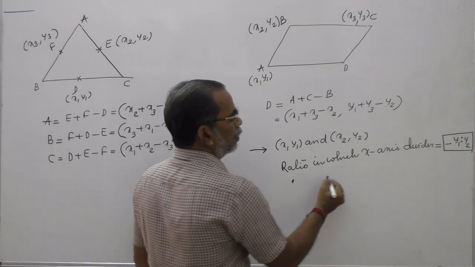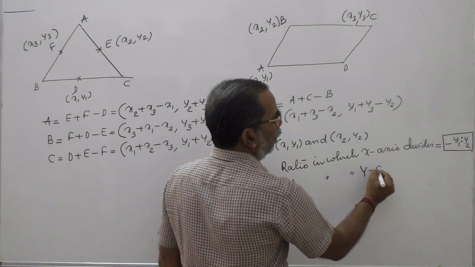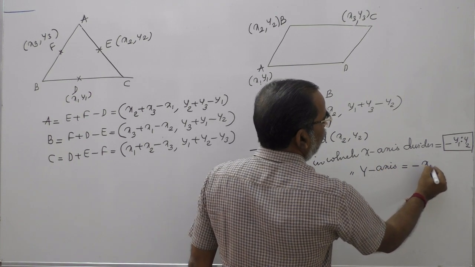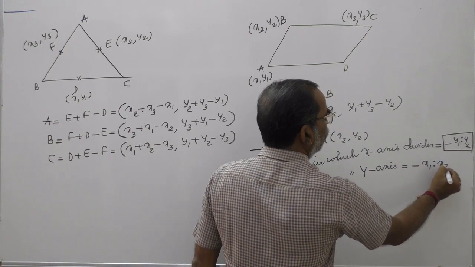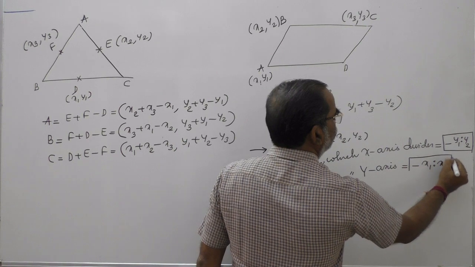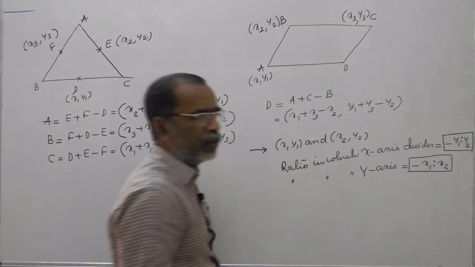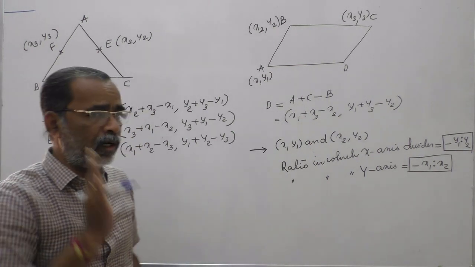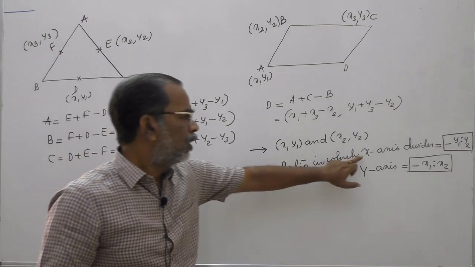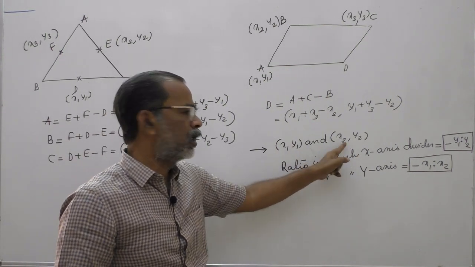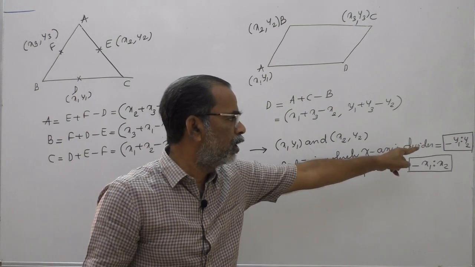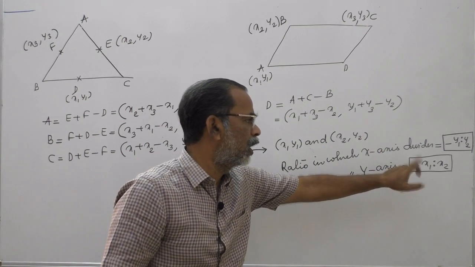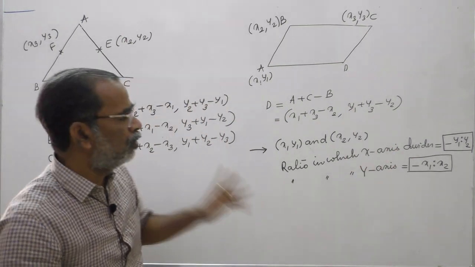The ratio in which the same line segment is divided by the y-axis is minus x1 is to x2. These are all basics and most important things. They look very simple, very easy, but they are most important. So, a line segment is divided by the x-axis in the ratio minus y1 is to y2, and by the y-axis in the ratio minus x1 is to x2.